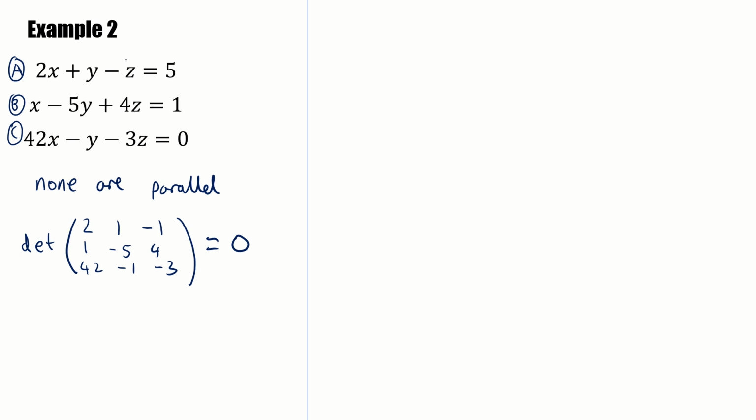So therefore, I'm going to be tactical. I'm going to rearrange the first equation, a, to make z the subject of the formula. The easiest thing to do is just add z onto both sides to move it onto the right hand side, and then take away 5 from both sides to get z equals 2x plus y minus 5. And so now we're going to substitute that into the other two equations.